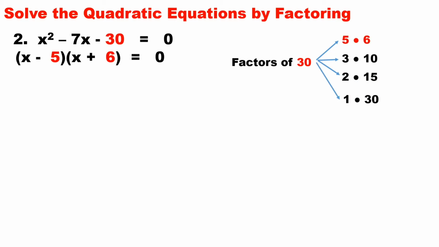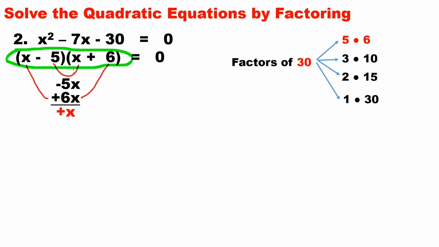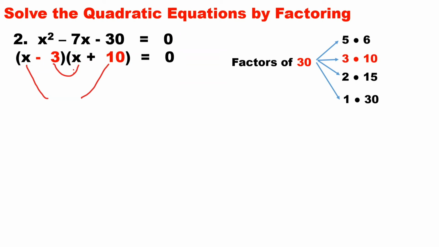First to use, factors of 30 are 5 and 6. Negative 5 times x equals negative 5x. x times 6 equals positive 6x. Adding them, negative 5x plus 6x equals positive x. Since positive x did not match the middle term, which is negative 7x, the factors x minus 5 and x plus 6 are not correct. Next, let us try 3 and 10.